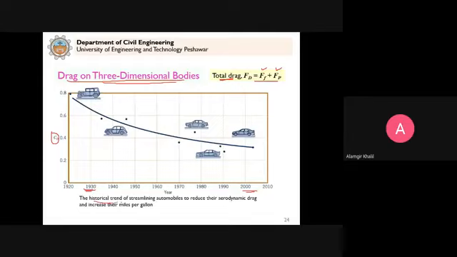So this is the historical trend of streamlining automobiles to reduce their aerodynamic drag and increase their miles per gallon. Because of streamlining, we are able to reduce the drag coefficient, and this helps us to reduce the drag force acting on the moving cars. And because of reduced drag, they can move faster or increase their miles per gallon.